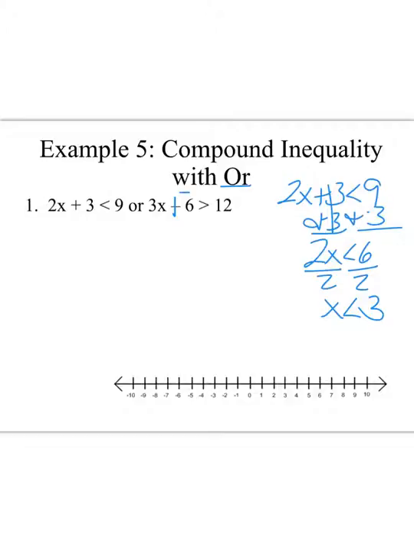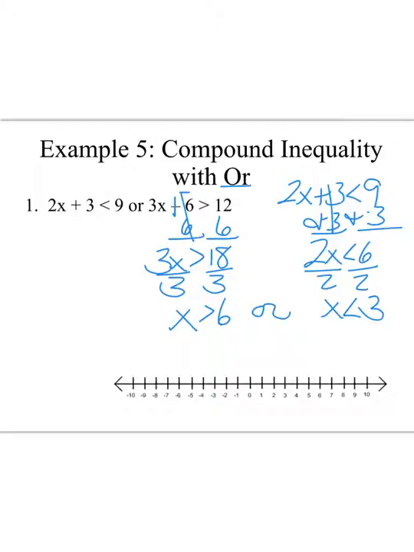Looking at my second equation, I'm going to add +6 to each side. 3x is greater than 18. Divide each side by 3. And x is greater than 6. You stick the word or back between the two. Again, we traditionally like the smaller one on the left-hand side. So we would have x less than 3 or x greater than 6. But it does not make that much of a difference.